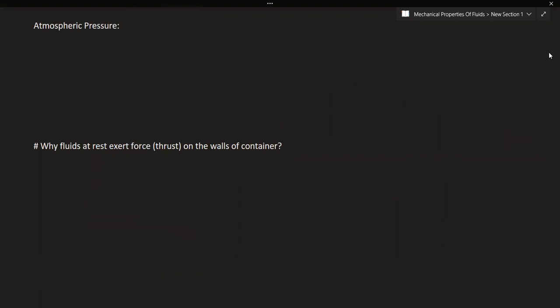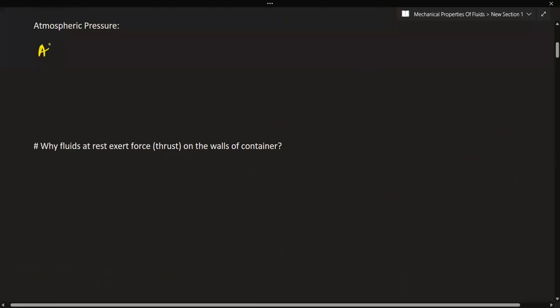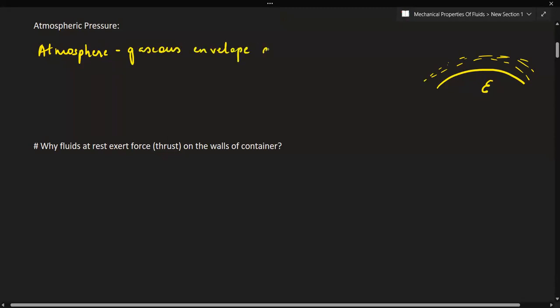Now see, the next concept that we have is atmospheric pressure. For understanding atmospheric pressure, you are already aware of the term atmosphere. What is atmosphere? If this is our Earth, then the envelope around this Earth, the protective layering around this Earth, is known as atmosphere, the gaseous envelope around the surface of the Earth.